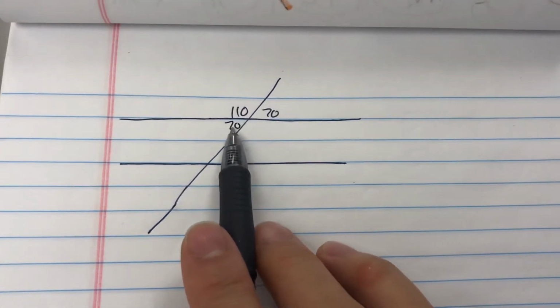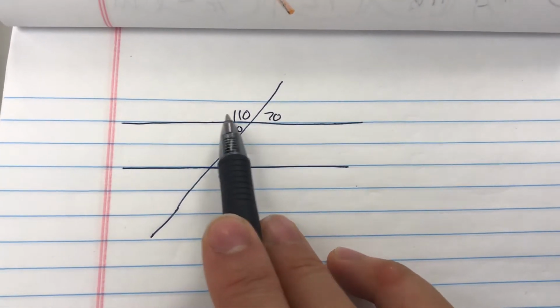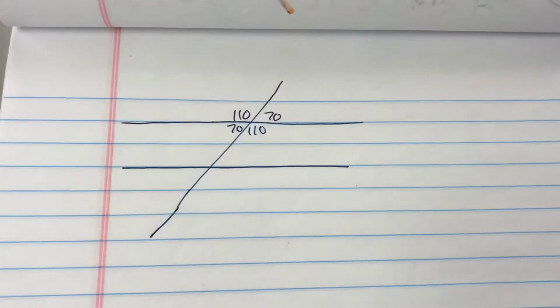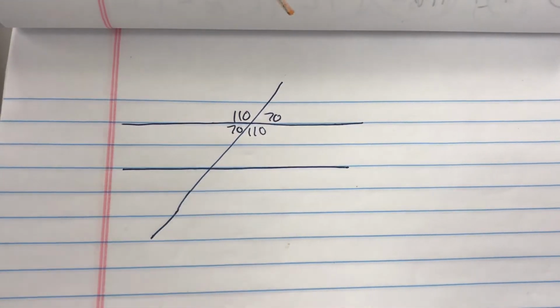And if this is 70, then this must be supplemental to this, or if this is 110, then this is 110 because it's also vertical. Okay, so far so good. There's nothing new about this. However, you guys can also complete the rest of this, right?